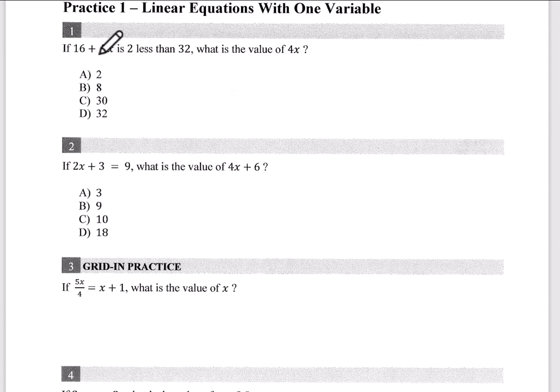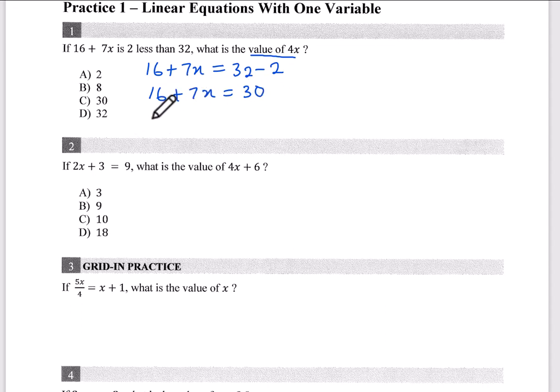Okay, let's continue. For this one, it says 16 plus 7x is 2 less than 32. Just your ability to understand this question will help you a whole lot. So they said 16 plus 7x is 2 less than 32, so 32 minus 2. What is the value of 4x? Just keep this at heart. We'll continue. So we have here 16 plus 7x is equal to what? This is 32 minus 2, which is 30. At this point, we collect like terms, right?